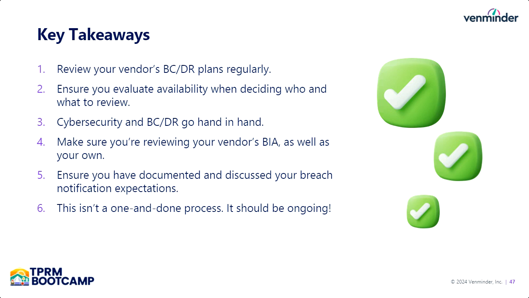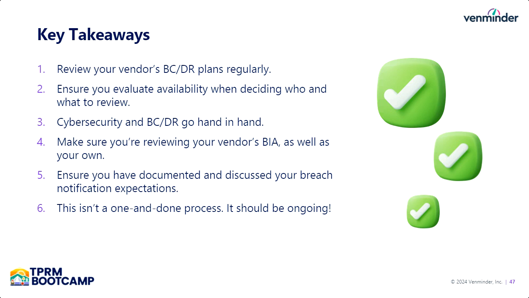If we go back to the previous session, we talked about how availability is ensuring that information is available when it's needed and only to those authorized to have it. So vendors need to be able to validate how they prevent and handle downtime and interruptions, and that's a big key of business continuity and disaster recovery, which is why cybersecurity and BCDR go hand in hand. You want to make sure you're reviewing your vendor's BIA as well as your own. That business impact analysis on both sides is so important.